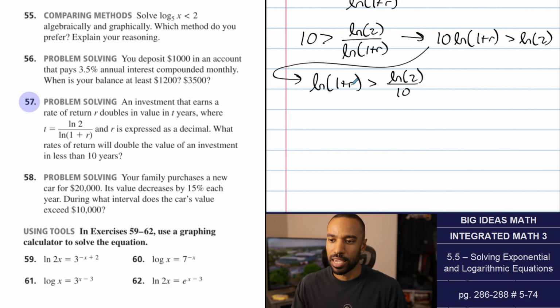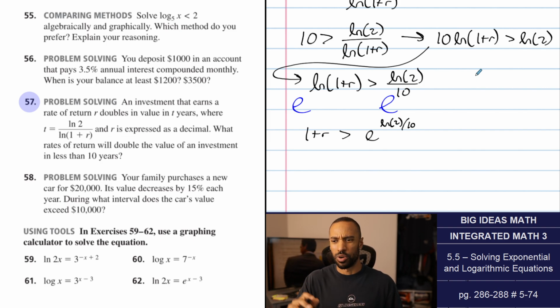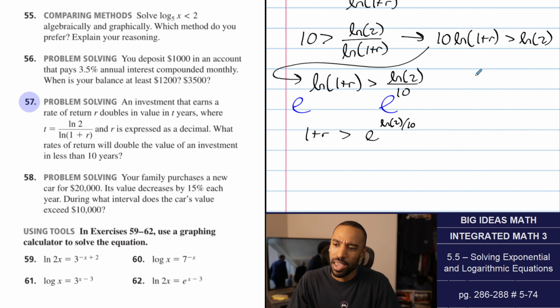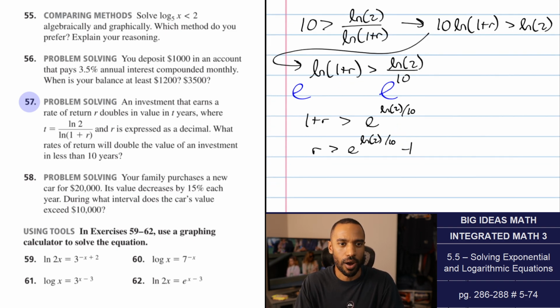And now I can raise both sides, do the E thing right here. And this just becomes 1 plus R on this side is greater than E to the natural log of 2 over 10. Don't try and simplify that just given what it has. You could rewrite it as the 10th root of 2, which I think is a proper thing we can write. I can double check that afterward. But R is greater than E to the natural log of 2 over 10 minus 1. This is a requirement for R.